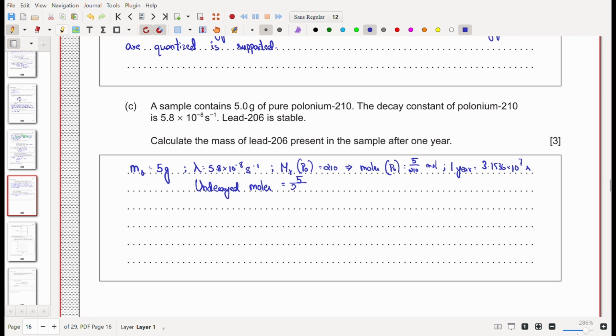So that is equal to the initial number of moles, m naught, times e to the power minus lambda, 5.8 into 10 power minus 8, t, which is 3.1536 into 10 power 7. This is equal to 3.823 into 10 power minus 3 moles. Undecayed. Remember this, guys, it's undecayed.